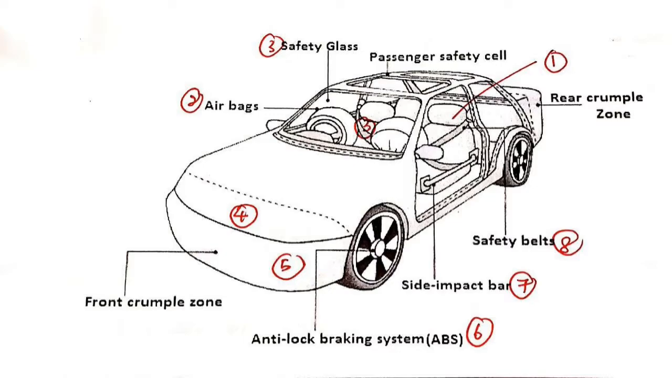Okay, the next one is ABS. We find the ABS as number 6. ABS is the anti-lock brake system, and it is talking about the brake. When you press your brake, the car will not be brought to rest momentarily, so that the impulsive force is smaller. That means you brake.